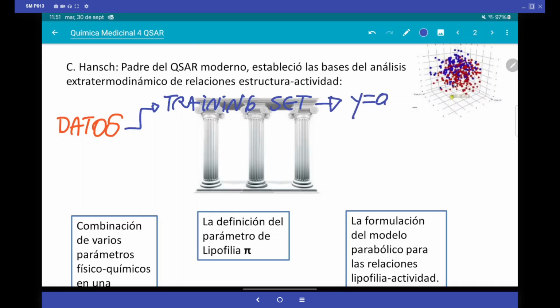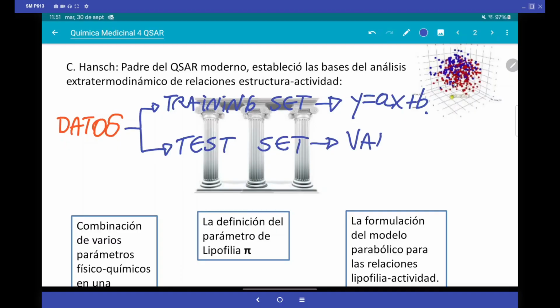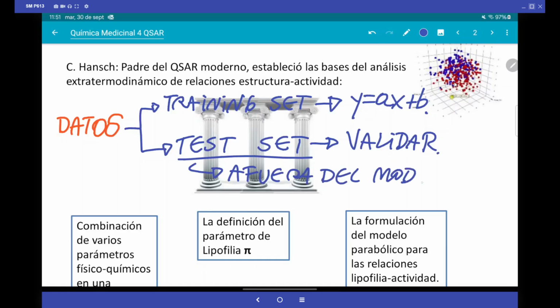With that, you have the equation y equals mx plus b. And on the other hand, you will have another set of data called the test set, which is that set that allows you to validate the equation. In other words, those test set data are left out of the model. You leave them out to validate the equation that you are proposing with them. In what proportion? The more used proportions are of the type 70-30 and also 80-20.